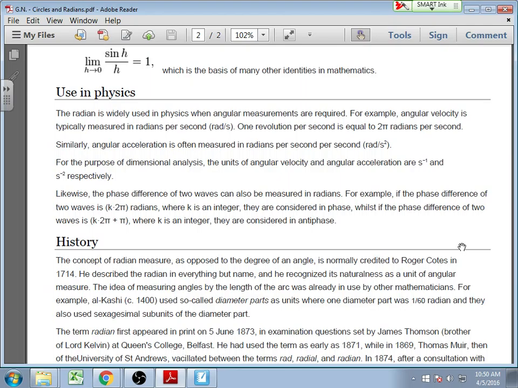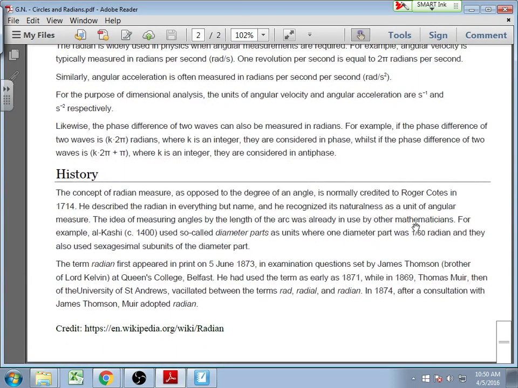Likewise, in case you want to know who to be mad at, I went ahead and gave you some history of the radian. So you can credit this to Roger Cotes, who's a famous mathematician, back in 1714.